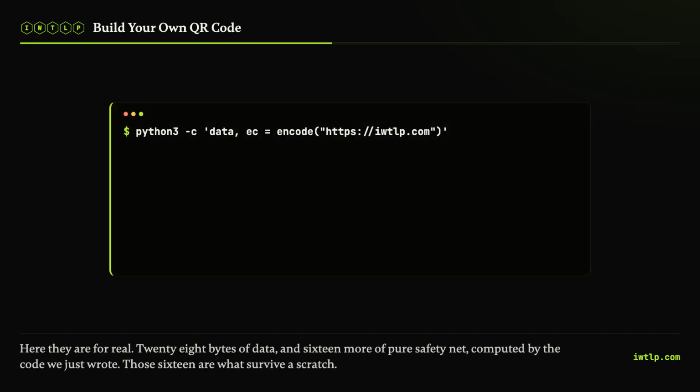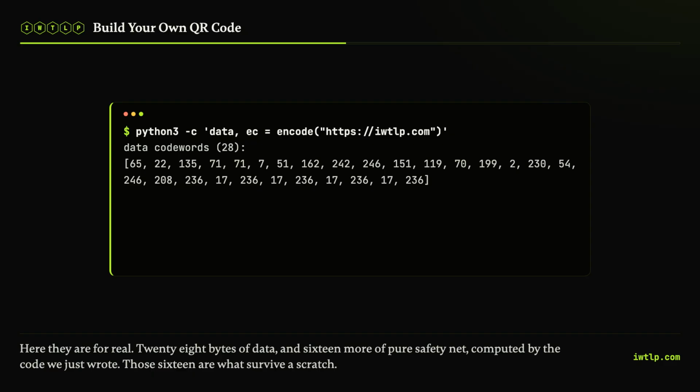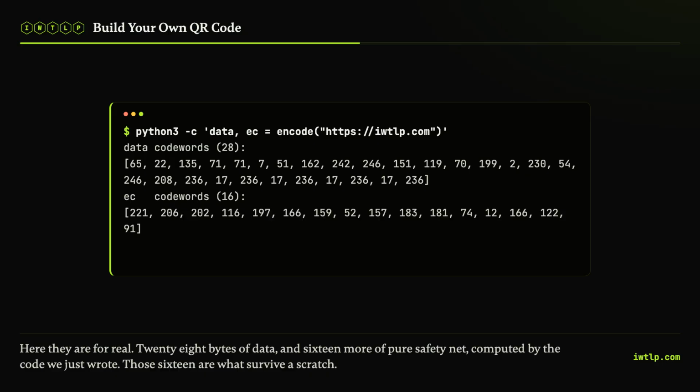Here they are for real. 28 bytes of data and 16 more of pure safety net computed by the code we just wrote. Those 16 are what survive a scratch.